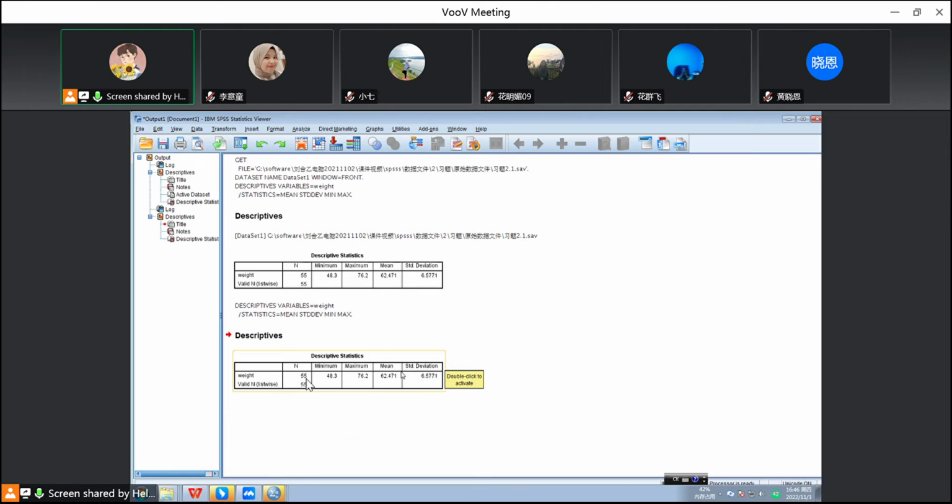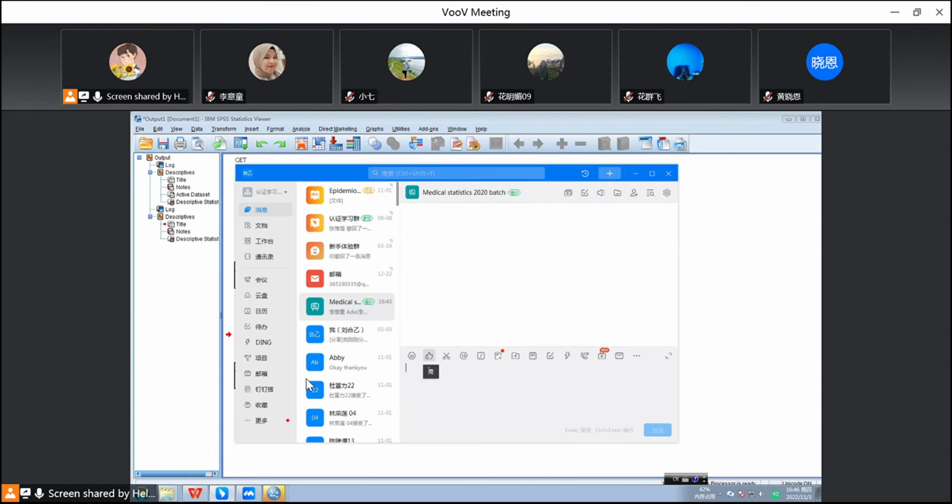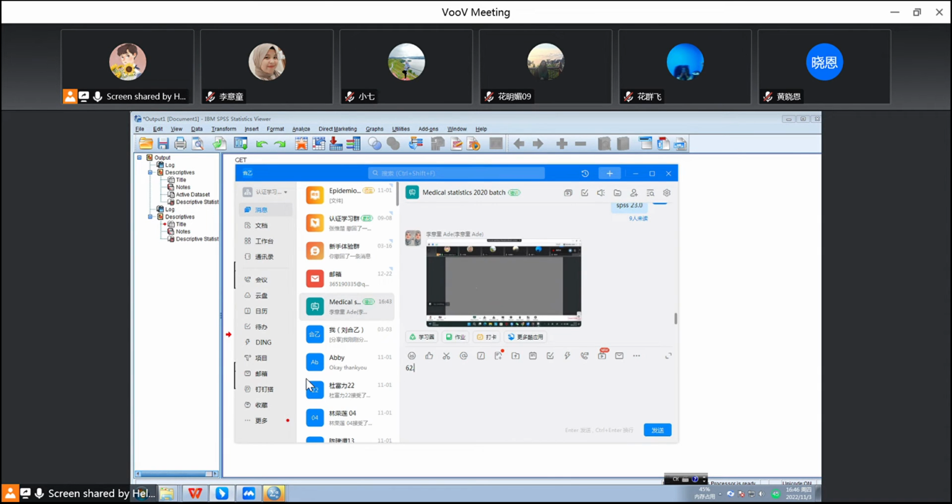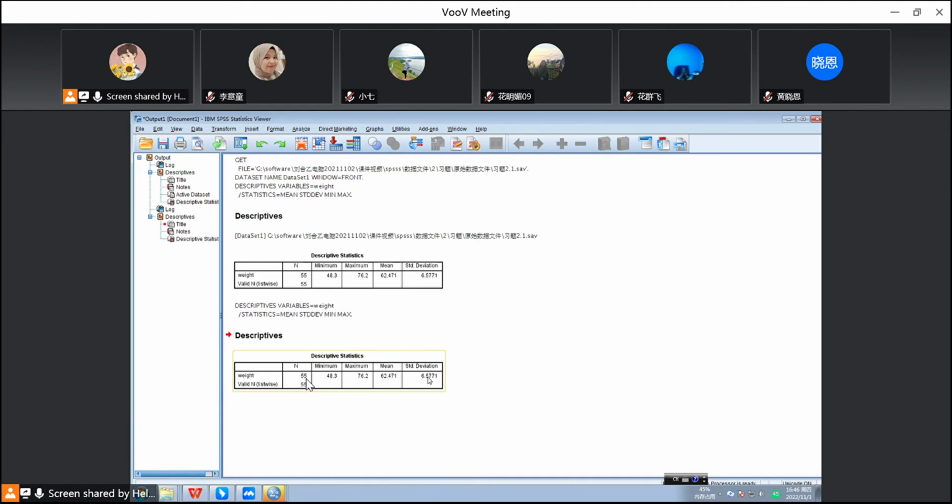So we always write it as 62.471 plus or minus, just like this. We always write, here we have to write plus and minus. And here the standard deviation is 6 point.